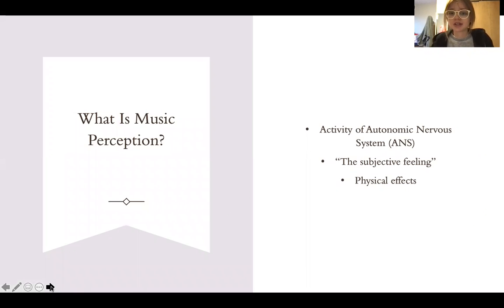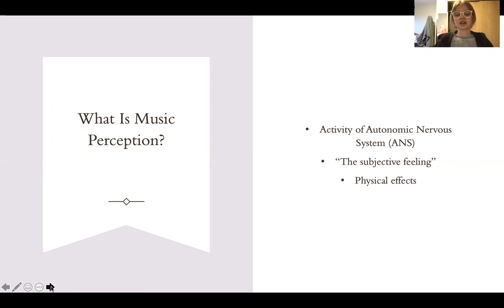Okay, so first we're going to answer the question, what is music perception? First off, I'd like to say that it's a very complex question, because music is just our perception of sounds, but music perception starts with activity in the autonomic nervous system. It means that there is regulation in the sympathetic and parasympathetic activity.